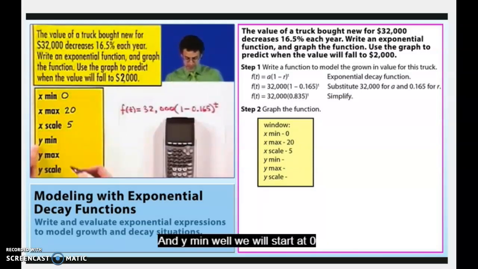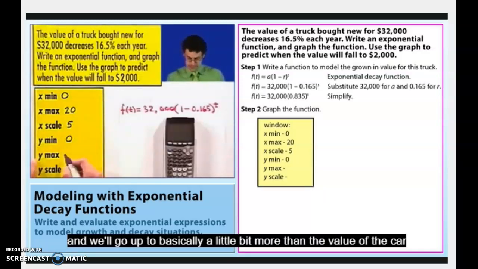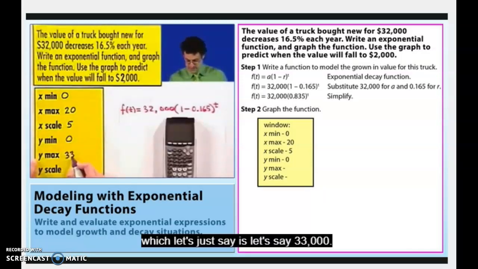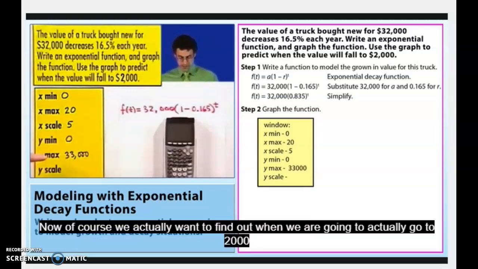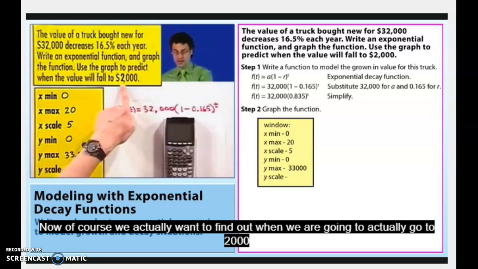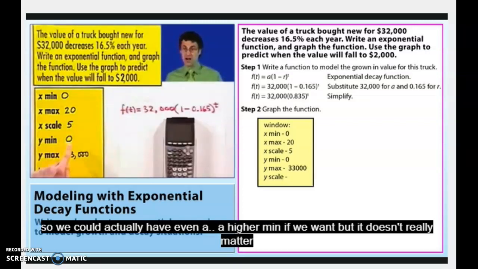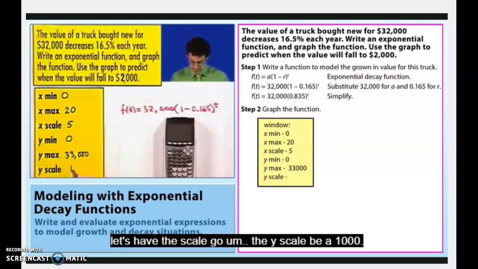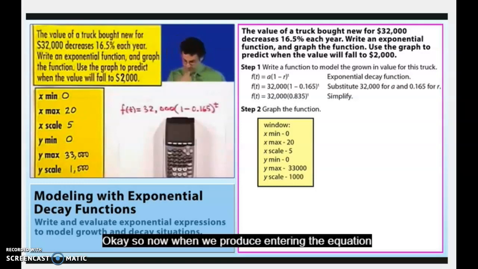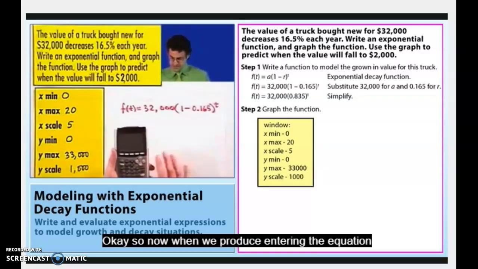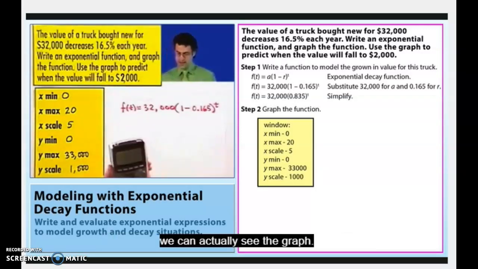And y min, well, we'll start at 0, and we'll go up to basically a little bit more than the value of the car, which let's say is 33,000. Now, of course, we actually want to find out when we're going to actually go to 2,000, so we could actually have even a higher min if we want, but it doesn't really matter. Let's have the y scale be 1,000. Okay, so now, when we enter in the equation, we can actually see the graph.